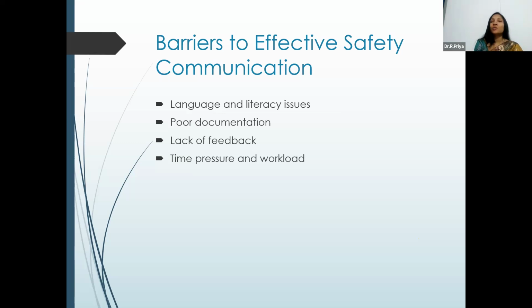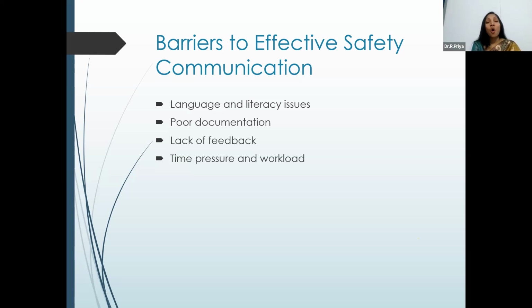Then another thing is, that is one barrier. Another thing is poor documentation: incomplete, outdated or unclear safety documentation. It creates confusion and unsafe practices. If SOPs or work permits are not regularly reviewed and updated, the workers may follow incorrect procedures. So all SOPs frequently need to be updated. Another thing is, all the SOPs should be changed based on their work site.